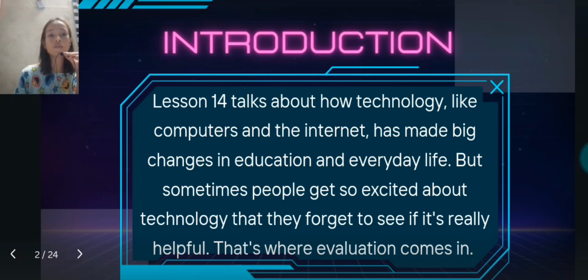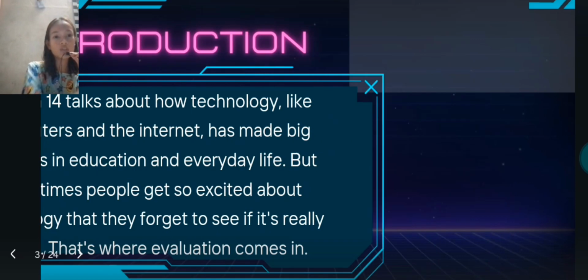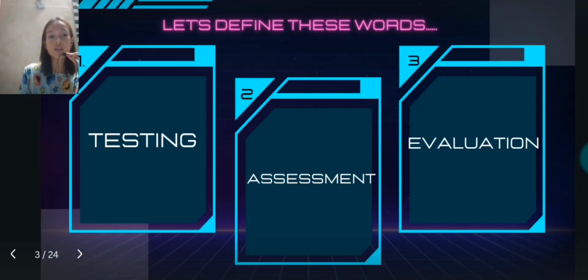So before we dig more into technology evaluation, let's first understand these three interrelated concepts, which are testing, assessment, and evaluation. So what are these words? If we want to measure the value, the worth, or the benefits of an object or a program, we use these three. So we can ask ourselves, are these three words, testing, assessment, and evaluation, the same? Do they mean the same thing?